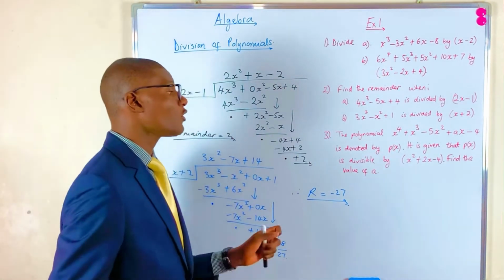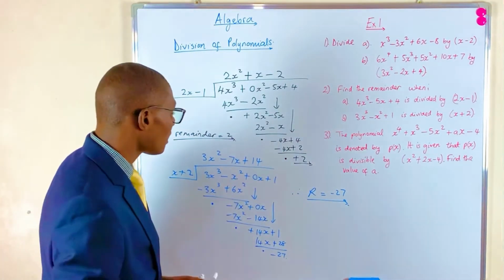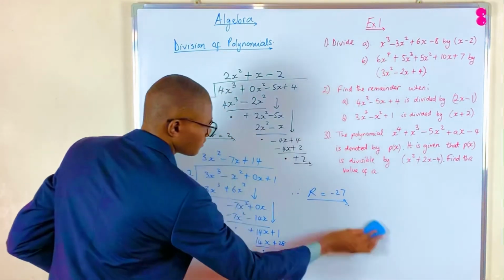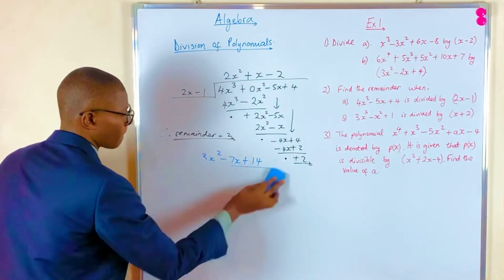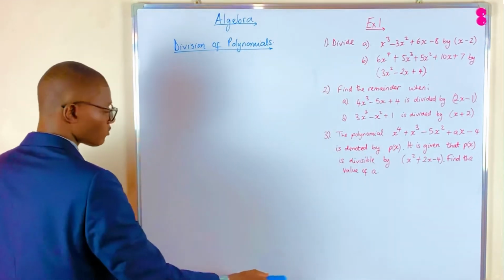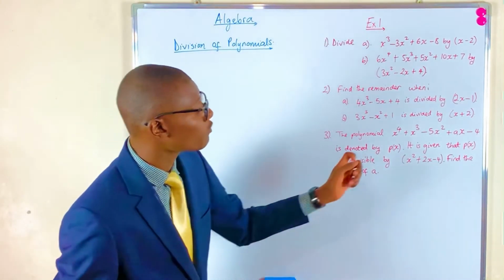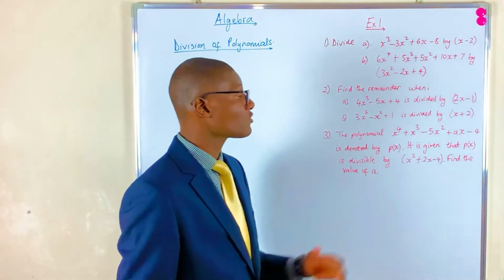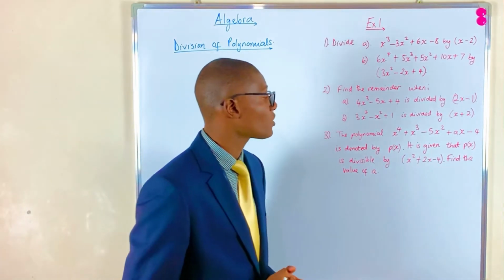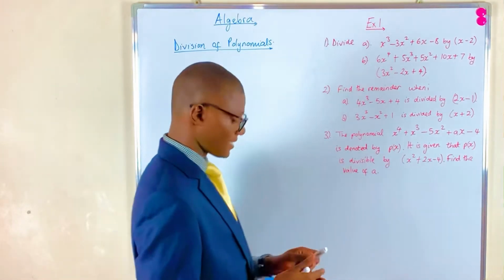And then now moving on to number 3. Let me erase this. Create space here. Okay, now I'd like to move on to look at number 3. Number 3, I'm told that the polynomial x to the power of 4 plus x to the power of 3 minus 5x squared plus ax minus 4 is denoted by p of x, right?